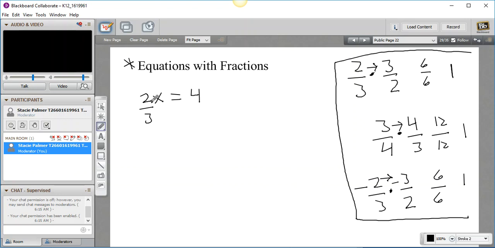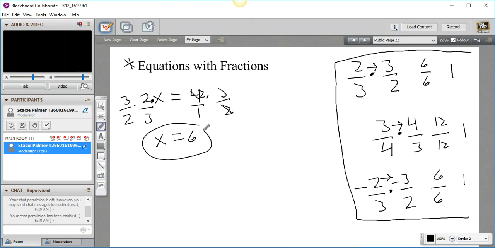If we want this to be a 1x, and we need to get rid of this 2/3, one thing that we can do is multiply by 3/2, okay? That's going to make this a 1x, and then we multiply the other side by 3/2. Okay, we know that 2 goes into 4 twice. 2 times 3 is 6. So x equals 6 would be our solution.